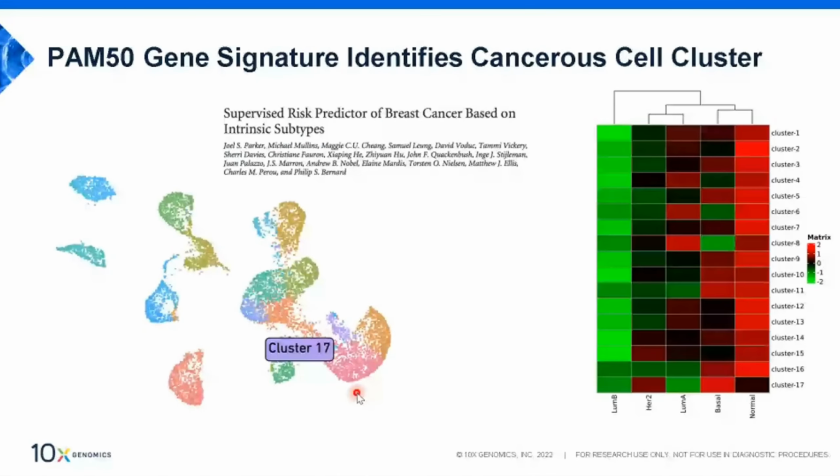In another study, after performing clustering and analysis, they discovered a marker called PAM50 genes, and it could be the signature identifying the cancerous cell cluster.